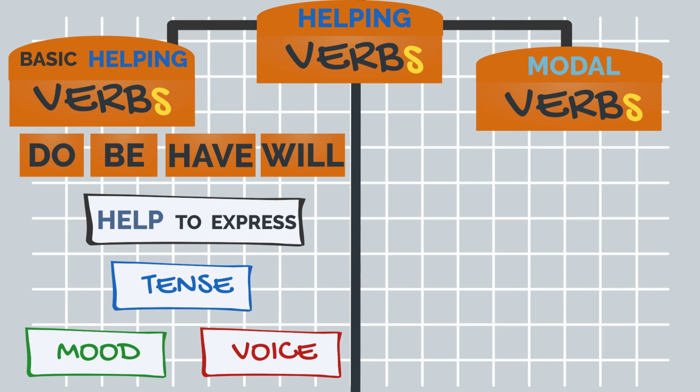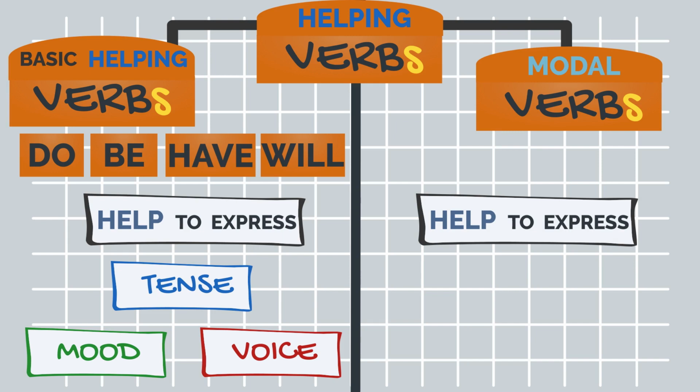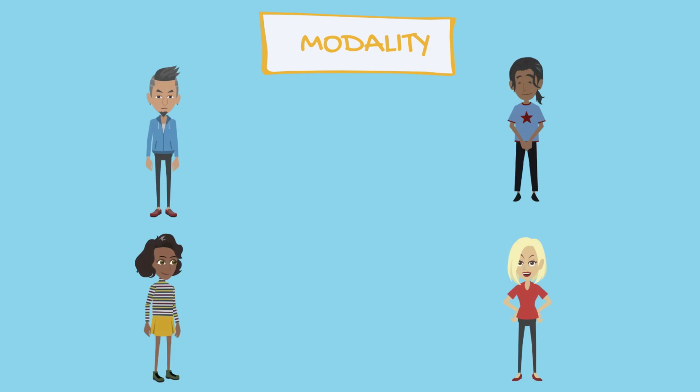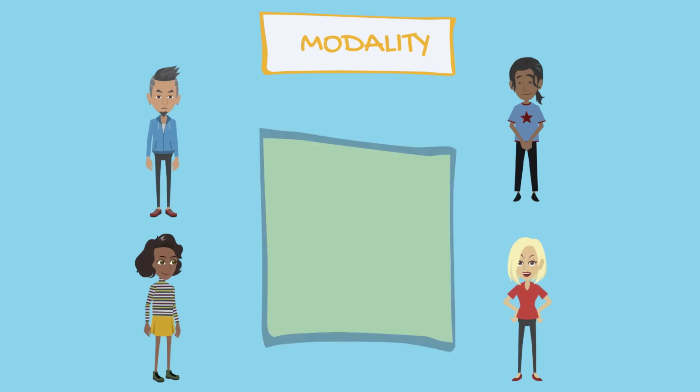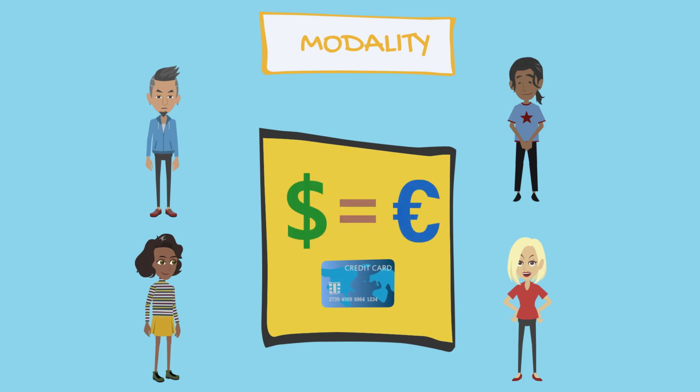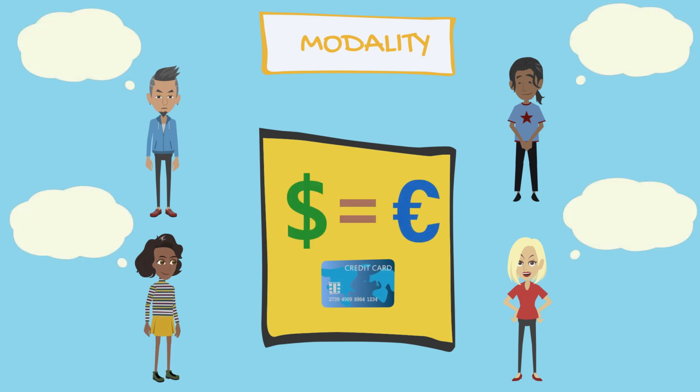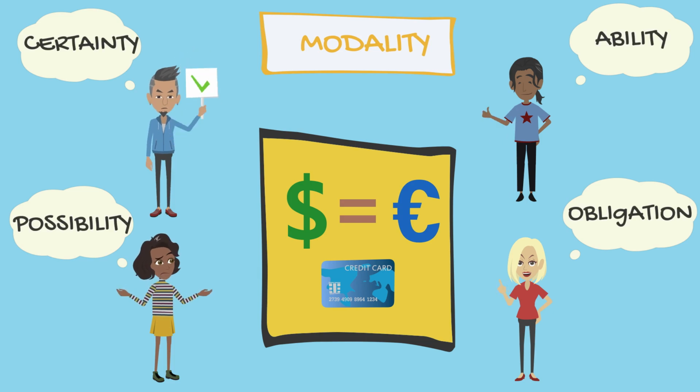Modal verbs are a class of helping verbs. They also help other verbs. Modal verbs express modality of main verbs. Modality is about a speaker's attitude towards the world. Speakers often look at the same thing, but have different opinions about it. Modal verbs help the speaker to express certainty, possibility, ability, obligation, and others.